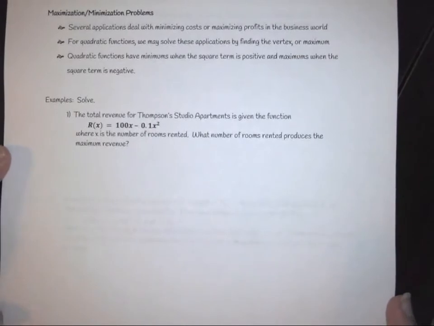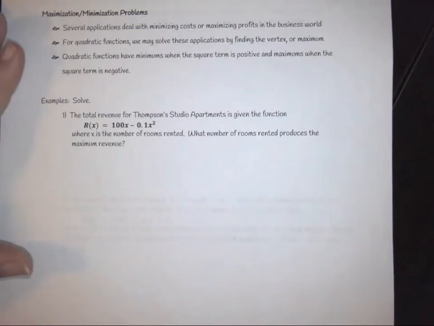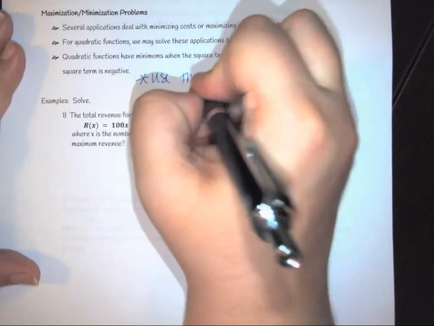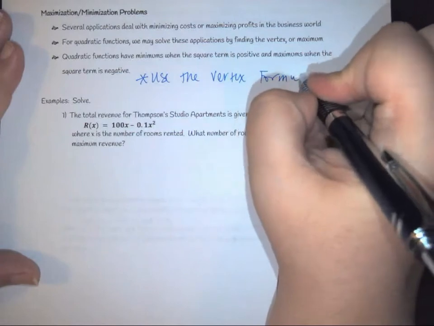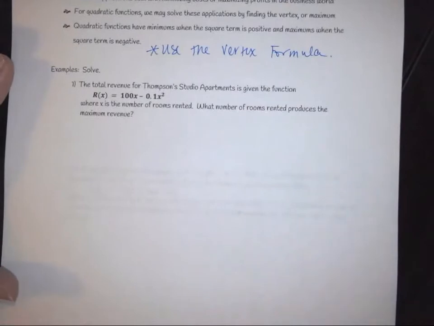Now, the last thing that we have to look at is max and min problems. These are going to be application problems using quadratics, but specifically we're going to be looking at the vertex formula. Okay, so here we are essentially going to use your vertex formula to solve each and every one of them. Okay, so we're going to look right at that. The first one says the total revenue for Thompson's studio apartments is given by the function, where x is the number of rooms rented, and then the question says what number of rooms rented produces maximum revenue.